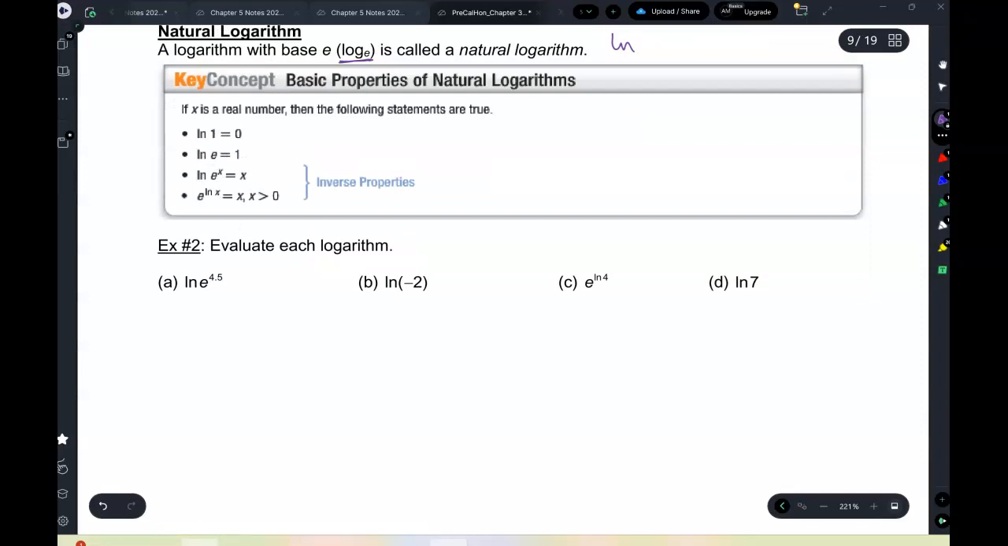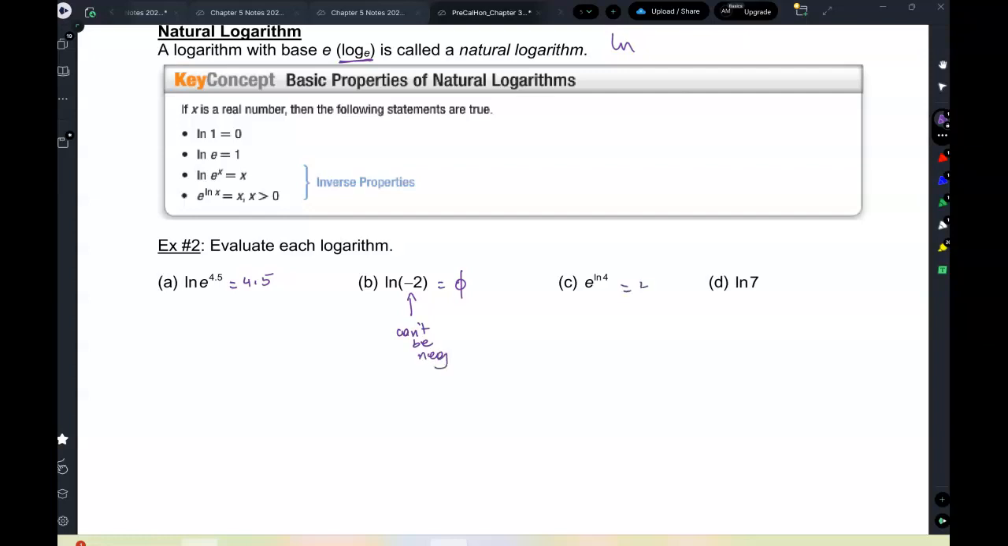So here, ln of e, what is this? And what is this? What should be the exponent of e to get a -2? You can't, right? You can't raise anything to an exponent and get a negative number, no positive number. So this is no solution. Whenever the argument here is negative, no solution. e to the ln of 4 is just 4. And ln of 7, this is also one you put in your calculator, and you get 1.946.